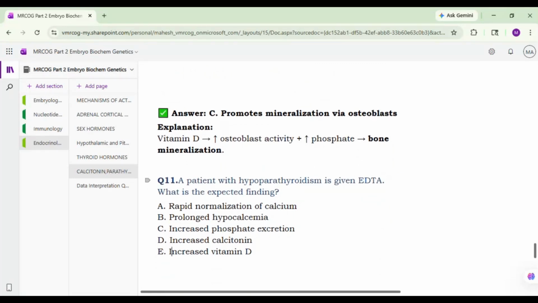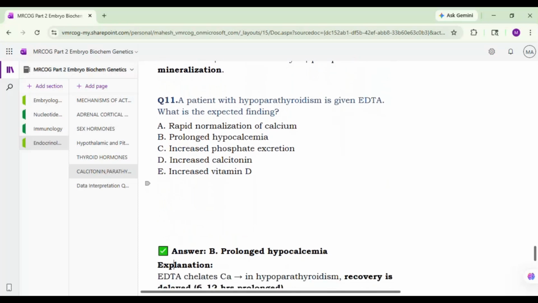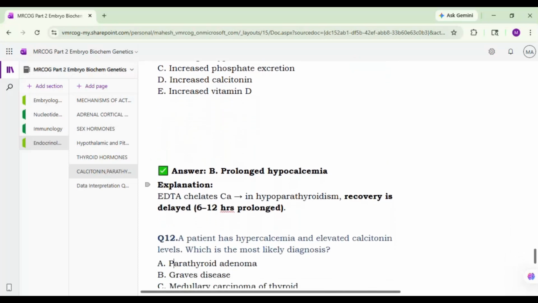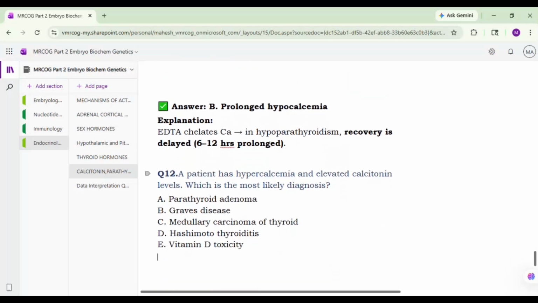Next. A patient with hypoparathyroidism is given EDTA. What is the expected finding? Rapid normalization of calcium, prolonged hypocalcemia, increased phosphate excretion, increased calcitonin, increased vitamin D. Sir, option B, prolonged hypocalcemia. You are giving EDTA that will lead to prolonged hypocalcemia. EDTA chelates calcium, so in hypoparathyroidism recovery is delayed 6 to 12 hours. It is prolonged in hypoparathyroidism.